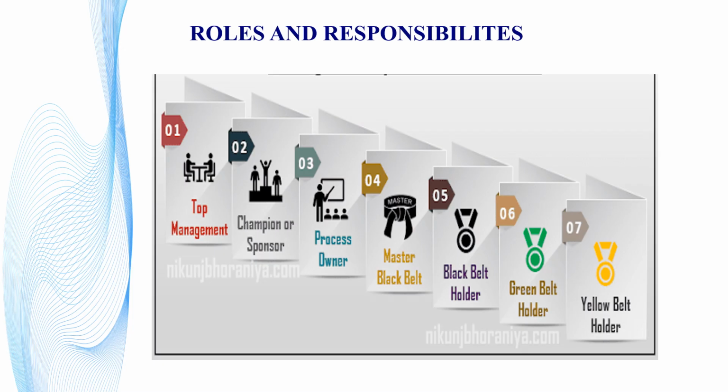Roles and responsibilities of the employees and teams present in Six Sigma. The expertise within a Six Sigma framework is represented by different color belts. This structure is commonly used in industries including food to manage quality improvement projects. Here are top management, champion sponsors, process owner, master black belt holder, green belt holder, and yellow belt.